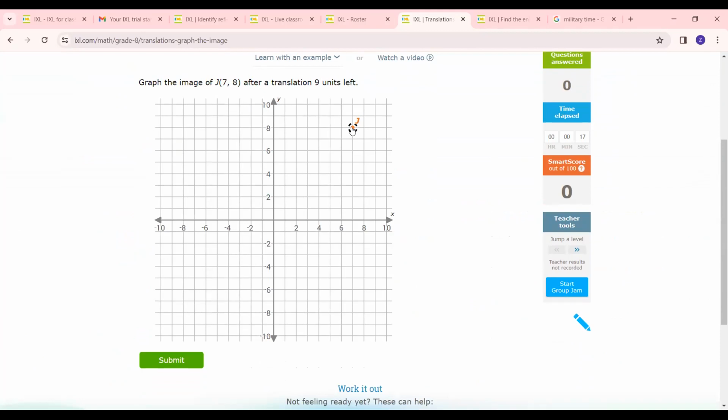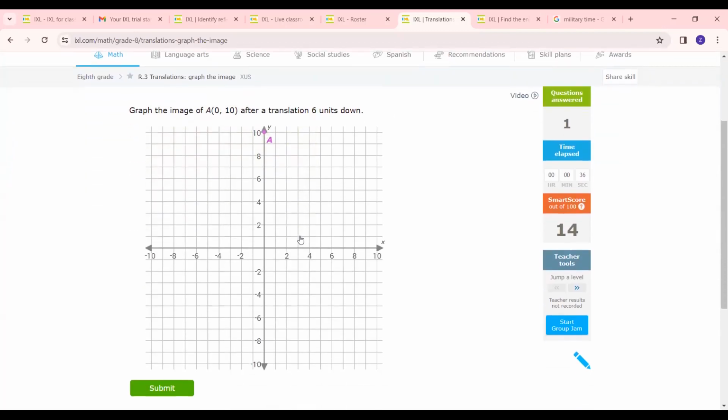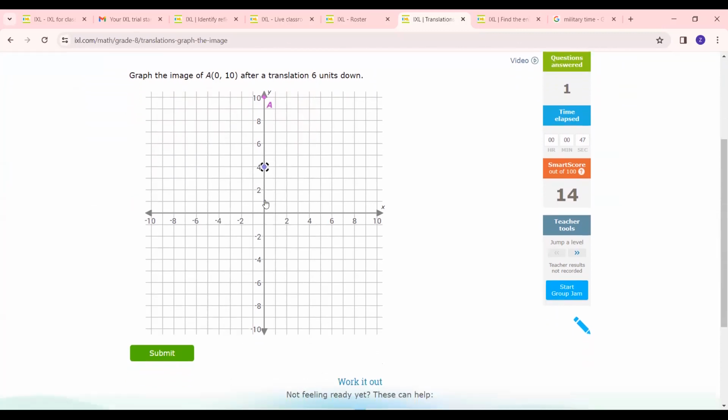If we move it, it's going to be on 1, 2, 3, 4, 5, 6, 7, 8, 9. You all see it? 9 units to the left. Yes, sir. And so that one's pretty straightforward. This one says, move this point 6 units down. It's going to be 1, 2, 3, 4, 5, 6. 6 units down. That's that.